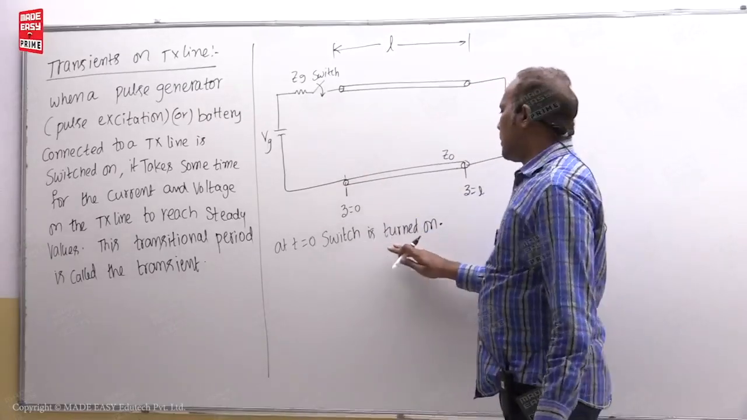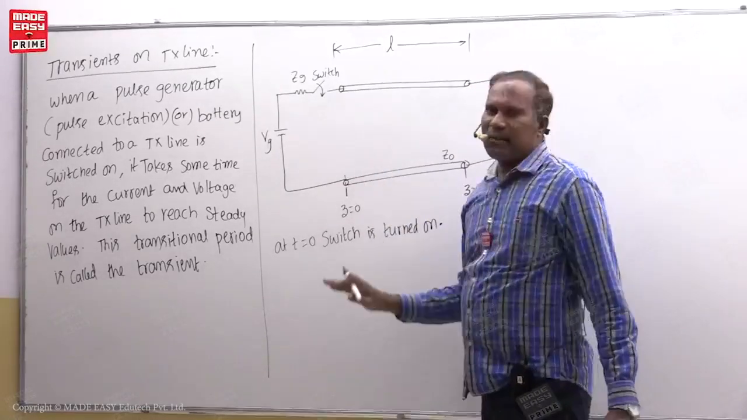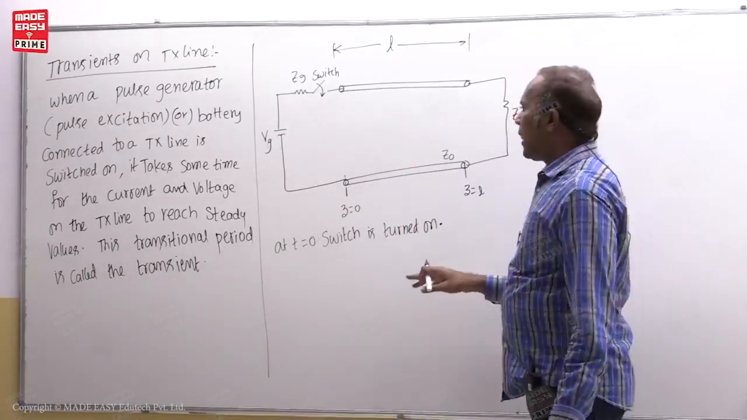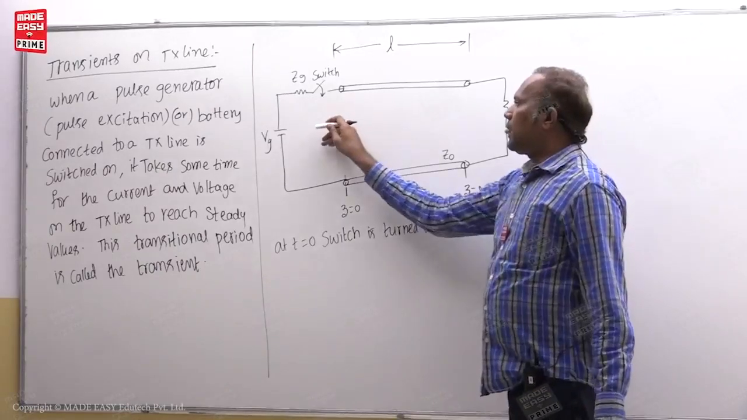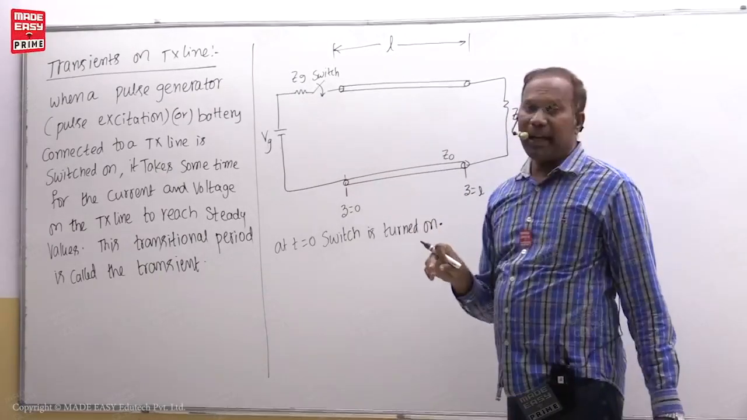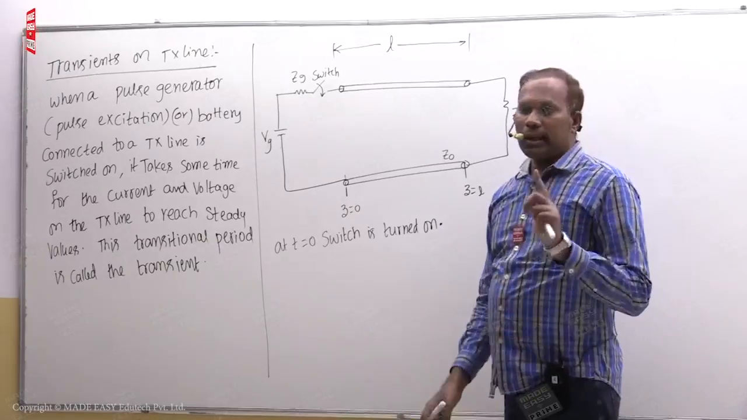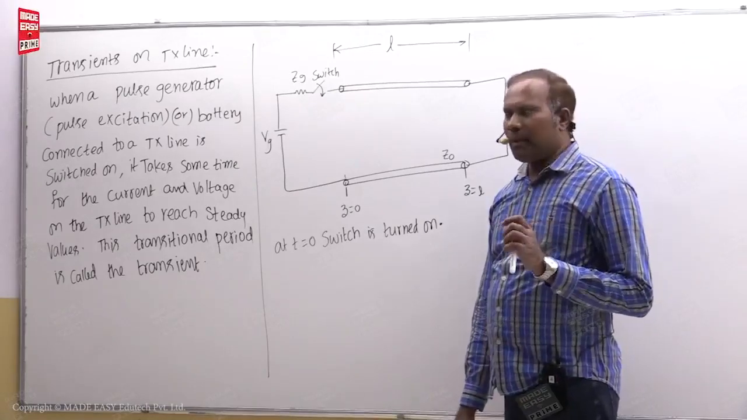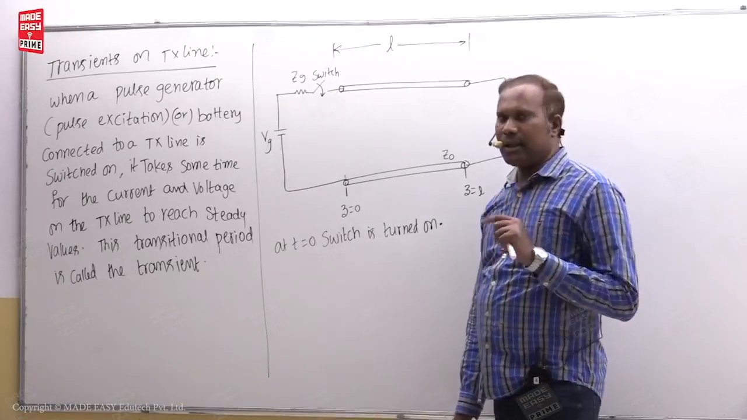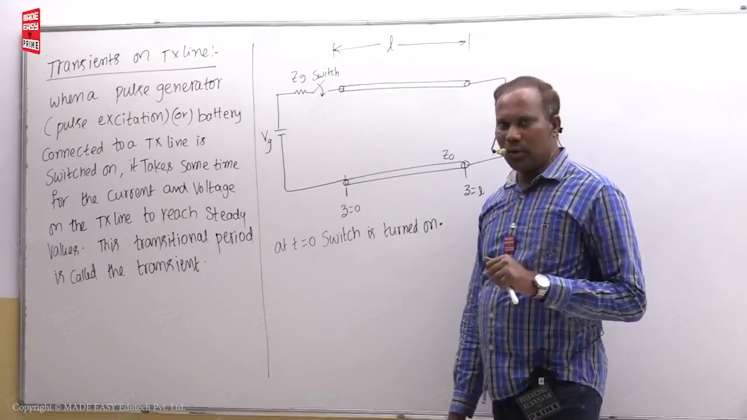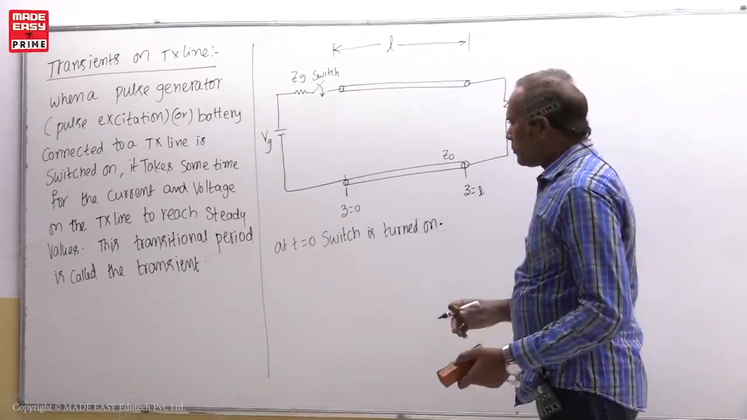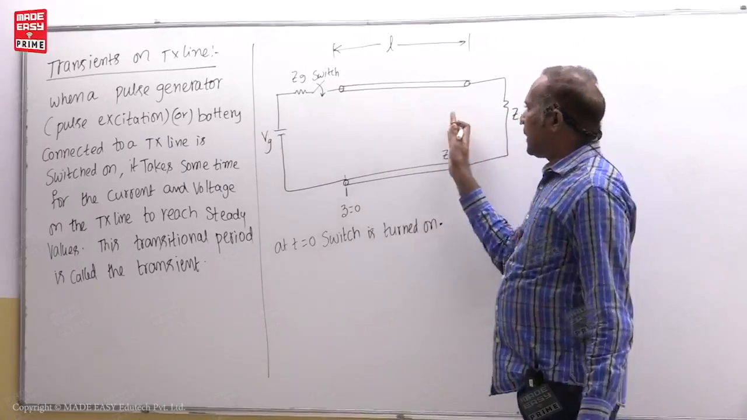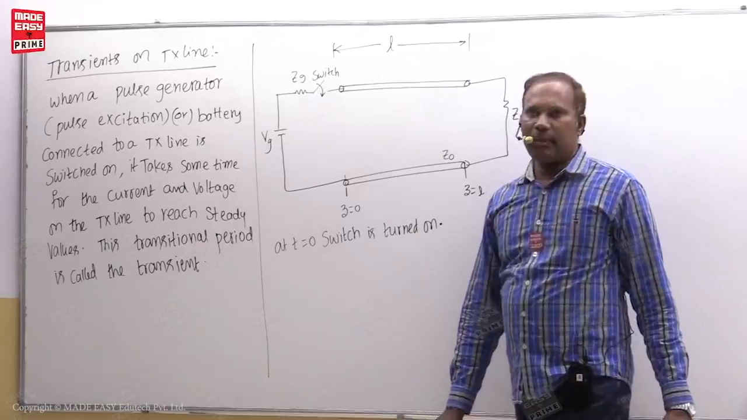So at t is equal to 0, the switch is turned on, and the input impedance of the transmission line at t is equal to 0 is Z0, the characteristic impedance only. Why are you not experiencing the total input impedance of the transmission line? The formula is Z of d is equal to Z0 times (ZL plus j Z0 tan beta d) divided by (Z0 plus j ZL tan beta d). That formula you are not going to use here, because whenever a signal travels the entire length, only then does it experience that much impedance.